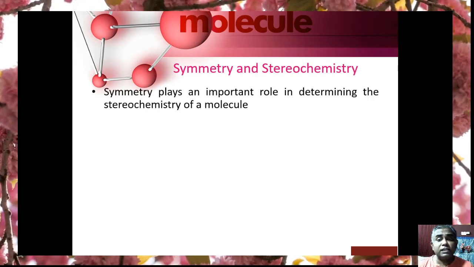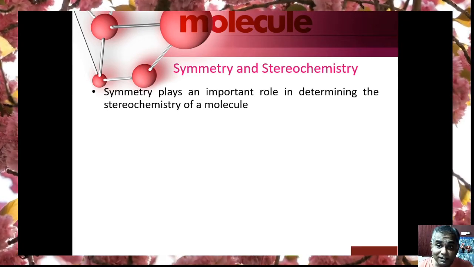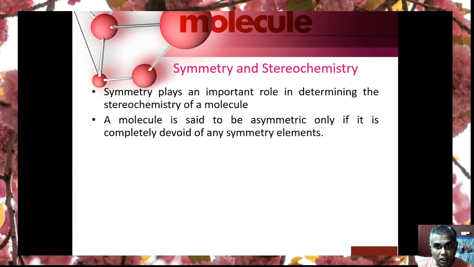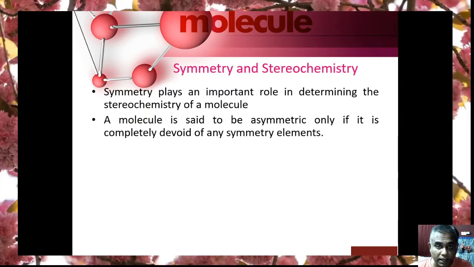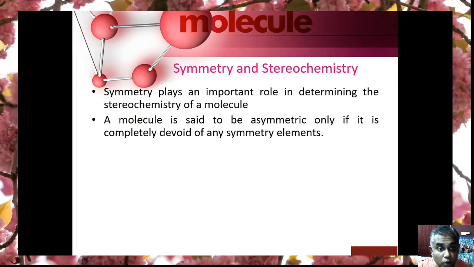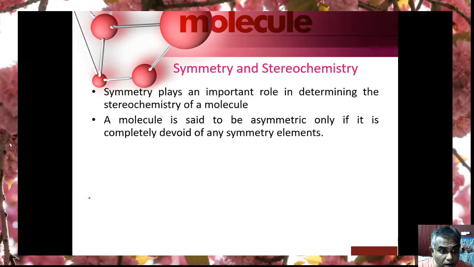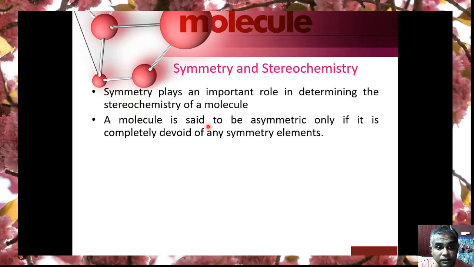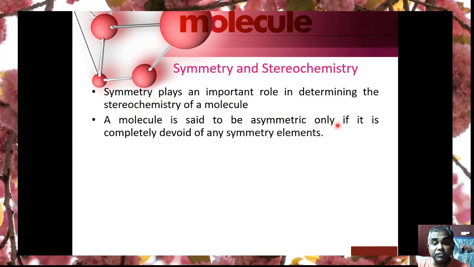Now, symmetry plays a very important role in determining the stereochemistry of a molecule. Let us see how. A molecule is said to be asymmetric if it has four different groups attached to it. Yes, that is a thumb rule, acceptable. But there is also another important rule which says that a molecule is said to be asymmetric only if it is completely devoid of any symmetry elements.